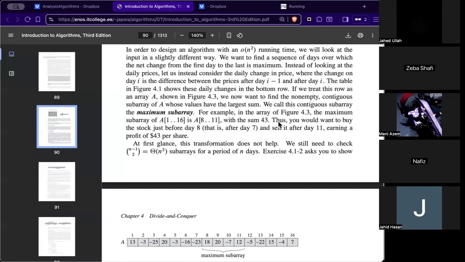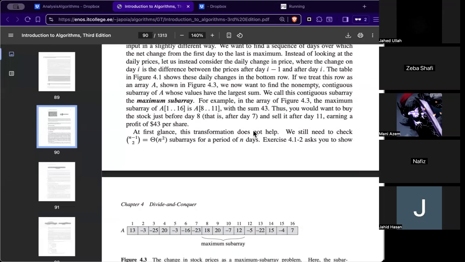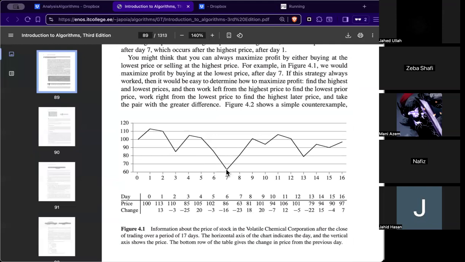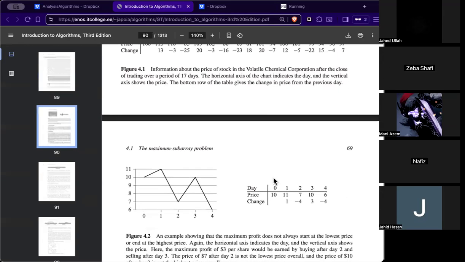So now we want to be able to buy the stock before day 8. That's to say after day 7, which was up here. After this day, you want to buy the stock at closing and then watch it soar upward and do its little back and forth until we get here and then sell at 11 before it can plummet again.